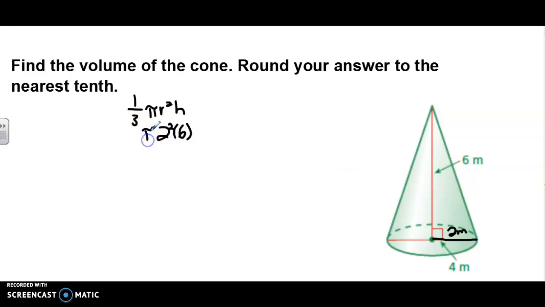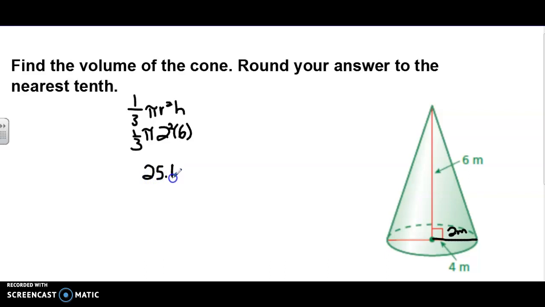We've got our pi button there, and we've got 1/3. So I'm going to type this in my calculator. I'm going to press the pi button on the calculator, multiply it by 4, which is 2 squared, and then times 6. And I get 75.398. And then I have to multiply it by 1/3. Another thing you can do if you don't want to multiply it by 1/3, you can divide it by 3. That's the same exact thing. And I get 25.1.